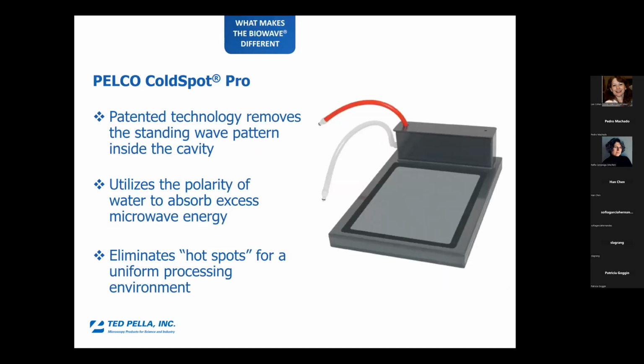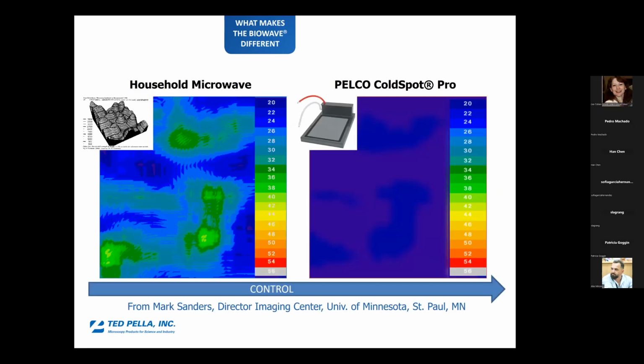So how do we do this? So utilizing some patented technology that we have, the Cold Spot Pro, we're able to remove that standing wave pattern from inside the microwave cavity. So utilizing the polarity of water, we're able to absorb excess energy from the microwave cavity, effectively eliminating those hot spots to produce a uniform processing environment. So here's a diagram showing that. On the left, we have a heat map of the inside of a typical household microwave. And then on the right, we have inside the BioWave with the Cold Spot. So you can see that those hot spots have been effectively removed, creating a uniform energy field.